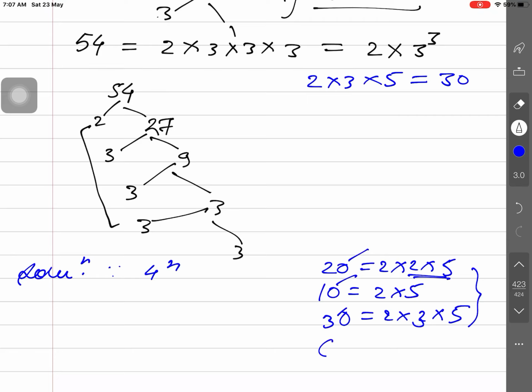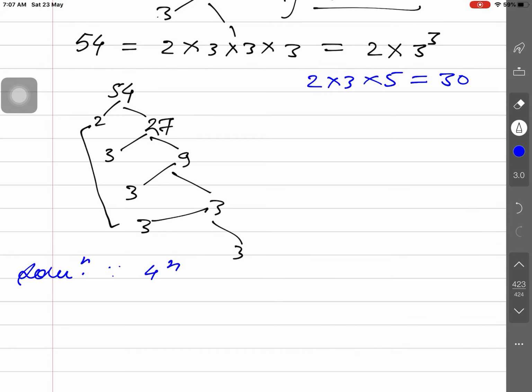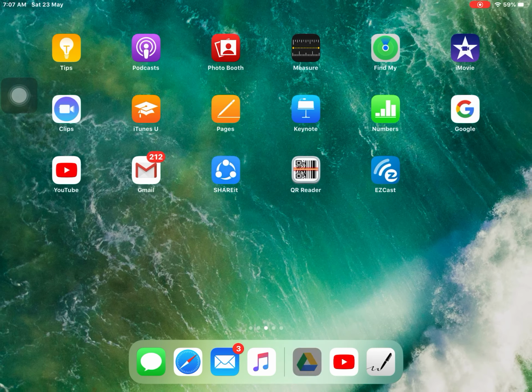Take 60, factorize it: 2 into 2 into 3 into 5. You may say at least one 2 is occurring here and 5 is also occurring. It means that any number which is ending at 0 must include 2 and 5 as prime factors. So you have concluded that the number which is ending at 0 must have 2 and 5 as a prime factor. Okay, so please repeat the question again.